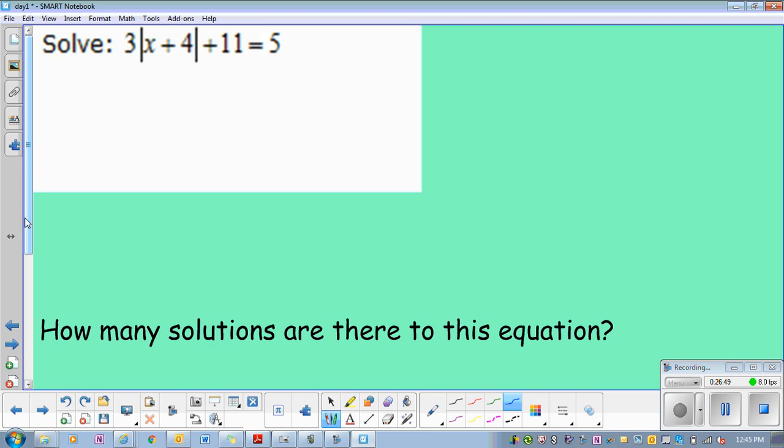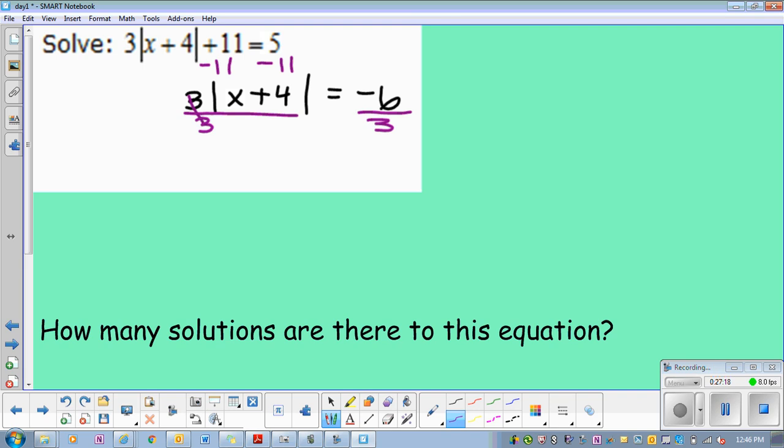All right, let's solve this. First of all, guys, okay, let's get it down to the absolute value all by itself, and then let's answer this. How many solutions are there? Okay? What should I do first? Thank you, minus the 11. Then we have 3 times the absolute value of x plus 4 equals -6. Now what? Divide by 3. Absolute value of x plus 4 equals what? Not -3, -2.